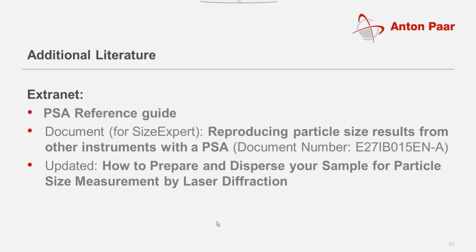Additional literature is available in the extranet. In the reference guide, you will find a detailed description of all parameters, not only the ones I have described to you in this webinar. Moreover, there is a document in the manual section for the PSA, reproducing particle size results from other instruments with a PSA. And as I told you at the beginning of the webinar, the application report How to Prepare and Disperse Your Sample for Particle Size Measurement by Laser Diffraction has been updated, and the new version has also been published on the extranet.